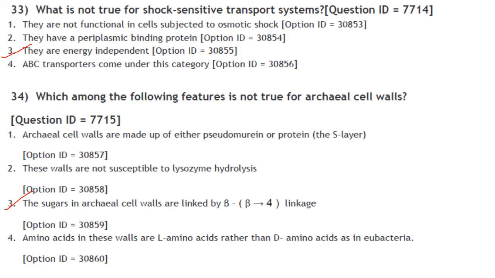Now next one. Which of the following features is not true for archaeal cell walls? Archaeal cell walls are made up of either pseudomurein or protein, the S layer. That is correct. The walls are not susceptible to lysozyme hydrolysis. Yes, the sugars in archaeal cell walls are linked by beta 1,4 linkage. They are linked by beta 1,3 linkages. So option 3 is not correct and that is your answer.